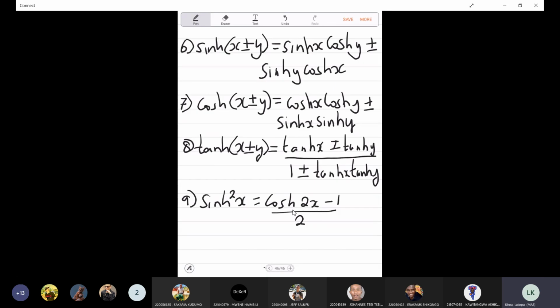So this one, you can easily get it from, what was it? Cosh squared plus sinh squared is equal to 1. That is where it should come from. That one should be easier to prove than that one. You don't even need to write them in terms of e to the power of something. Then number 10.